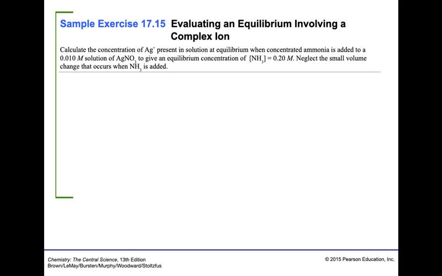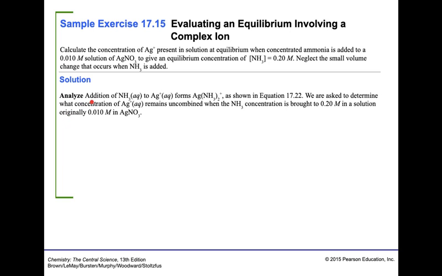So it says calculate the concentration of silver present in solution at equilibrium when concentrated ammonia is added to a 0.010 molar solution of silver nitrate to give an equilibrium concentration of ammonia of 0.20 molar. Neglect the small volume change that occurs when the ammonia is added. Okay, so obviously we're given some equilibrium concentrations, so you can probably guess what's coming.